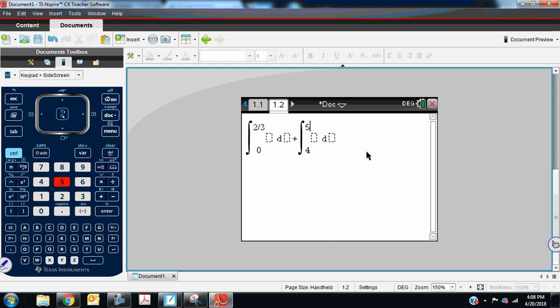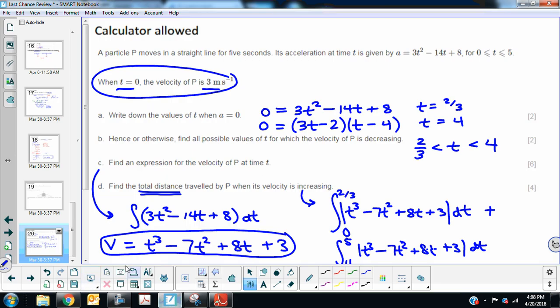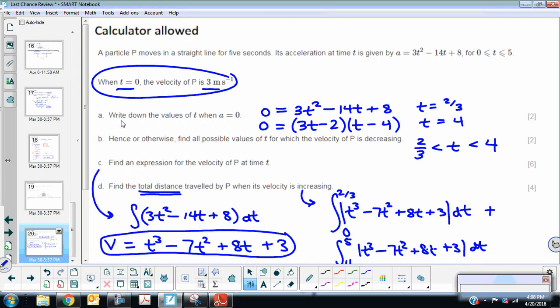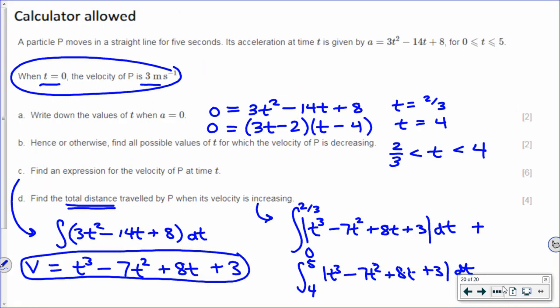And then we'll type in the function and dt. If you're going to use t, then put this as dt. If you're going to use x, then put this as dx. Type in the function, hit enter, and it will evaluate this and add it together for you, which is going to be the answer to the question, total distance traveled. And that is all.